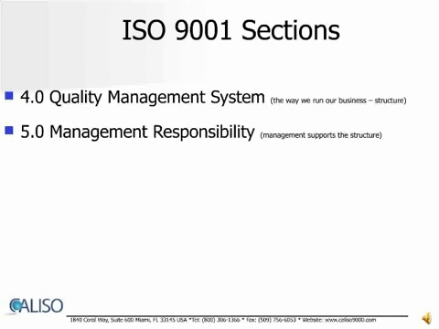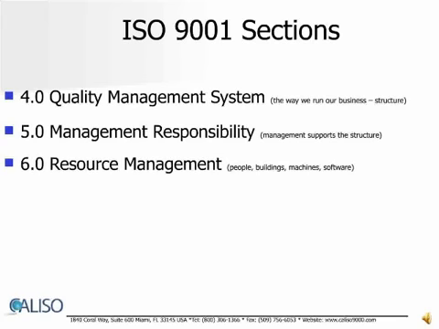Section 5 is titled Management Responsibility, and this section of the standard defines the requirements for top management to actively participate in the development and implementation of quality objectives and the overall quality plan. Section 6 is titled Resource Management, and by resources we mean people, buildings, machines, equipment, software, or really whatever is needed to make the product or provide the service. So the organization has to manage its infrastructure and working environment that's related to making the product.